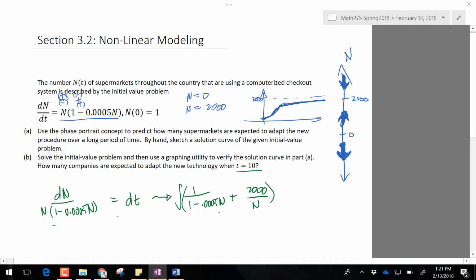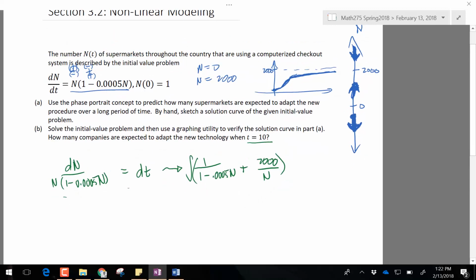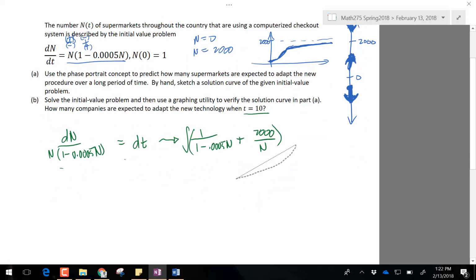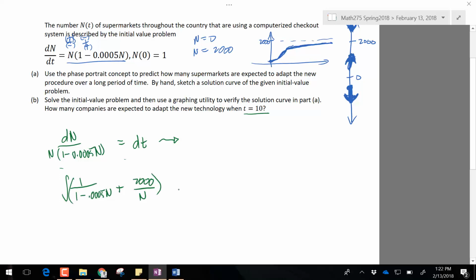We need to what? Oh, okay. So this is what you're saying? This is what it should be?